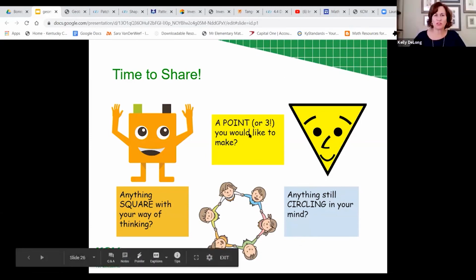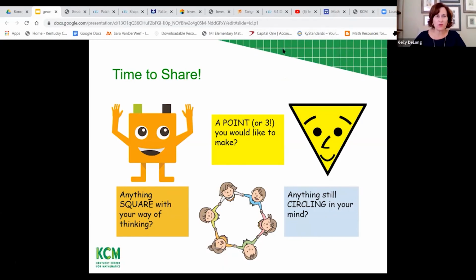So that's super cute. Look at your little summarizer. Is there anything that squares with your way of thinking? That is a question that is asked to the group. Go ahead and unmute yourself. What about a point or two or three that you would like to make, and anything still circling around in your mind? A beautiful summarizer for our geometric focus.